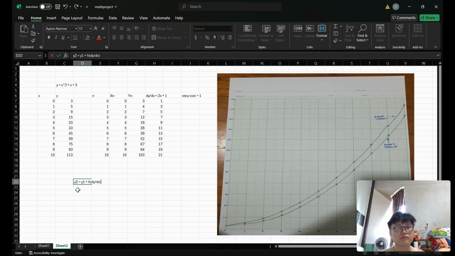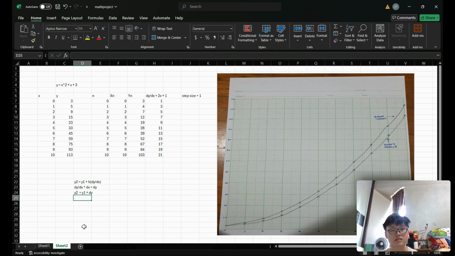Okay, so dy/dx is the gradient, and gradient is delta y, or change in y, over delta x, which is change in x. So dy/dx, and then we multiply that by the step size, which is your delta x. If we take dy over dx times dx, this just gives you your delta y. This means that Euler's method is essentially y2 equals y1 plus the change in y, so dy.